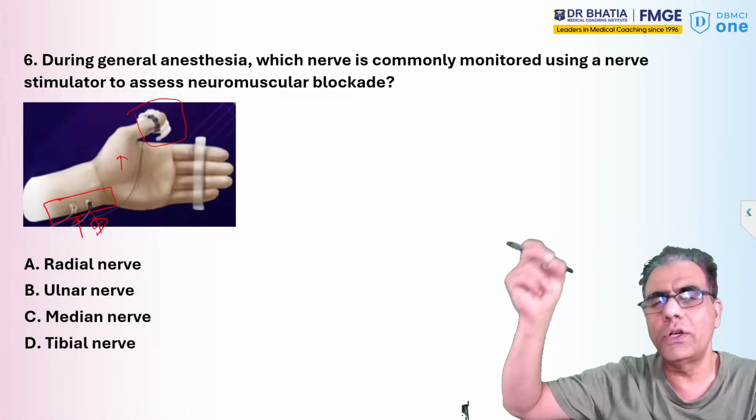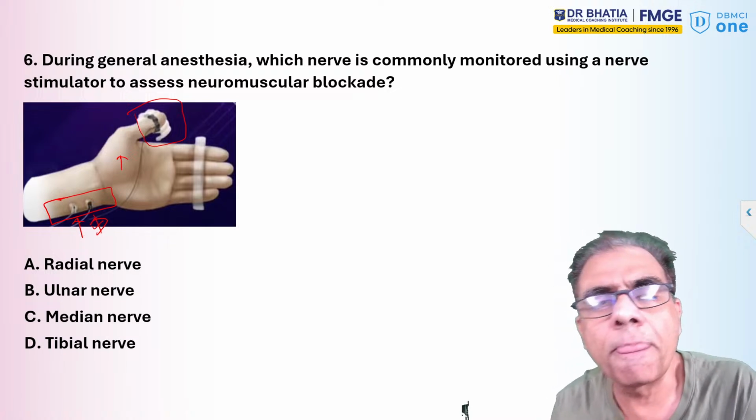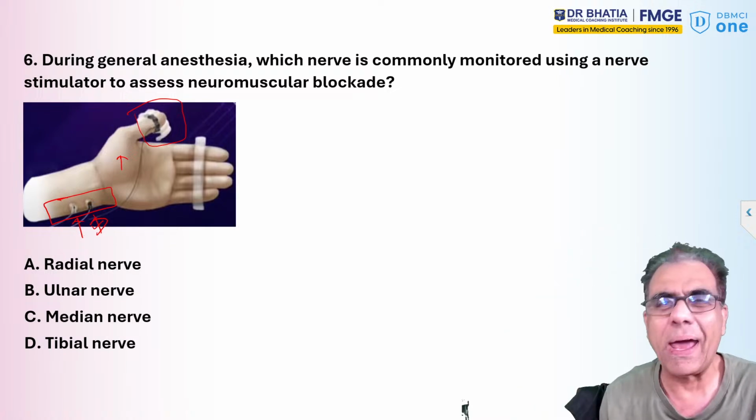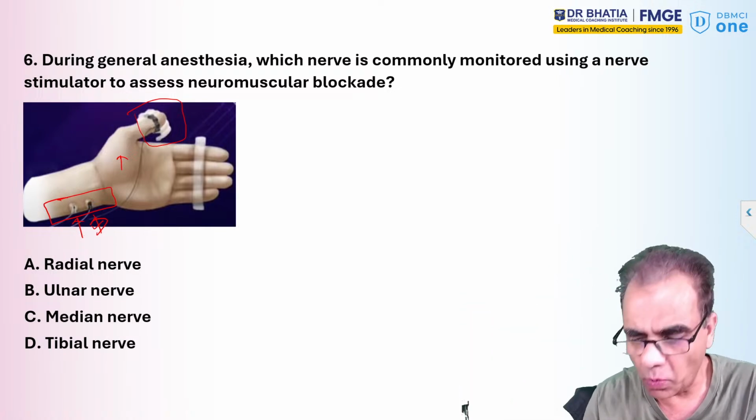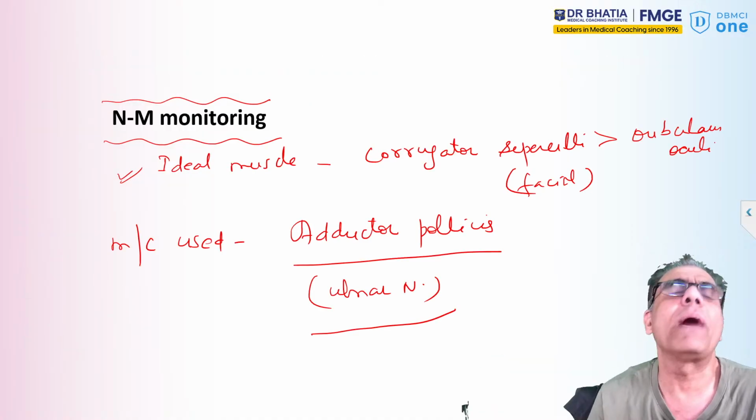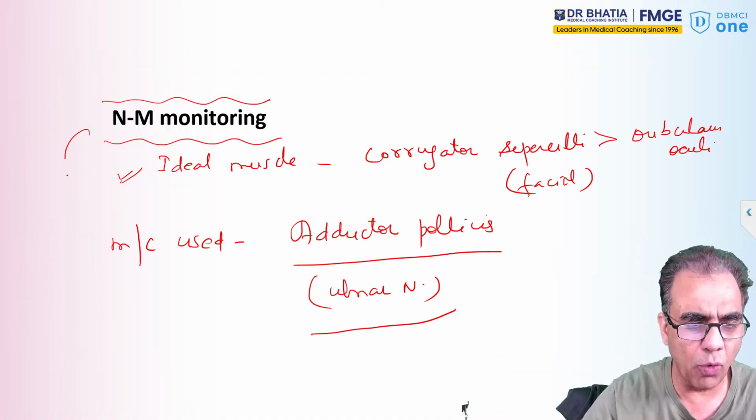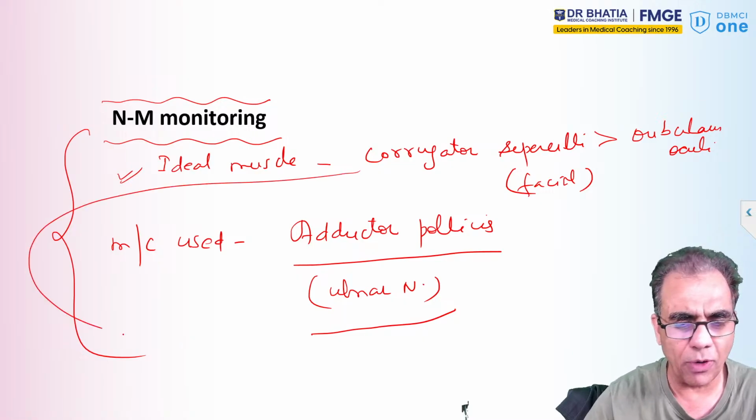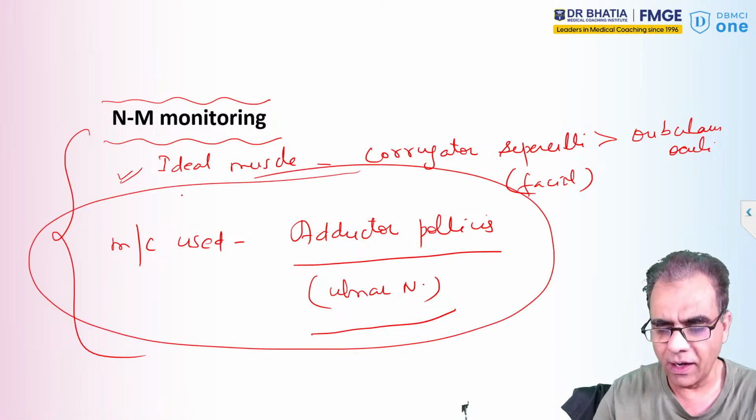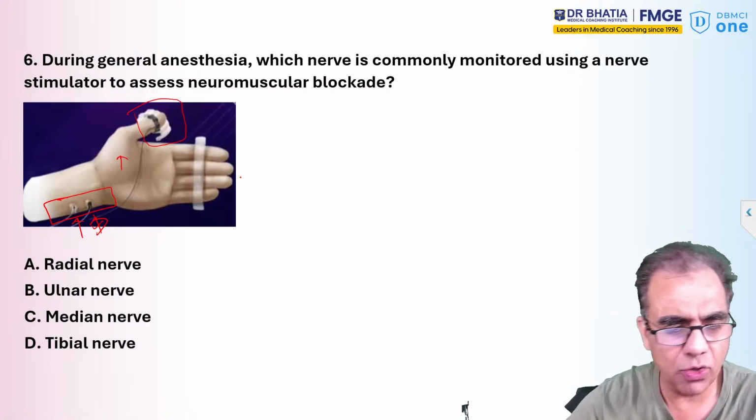We do the monitoring with some parameters. Of course, all those details are not required for you. So there are many parameters. What you can remember is that the most commonly used is adductor pollicis muscle supplied by ulnar nerve, and that is what they have asked in this question also.